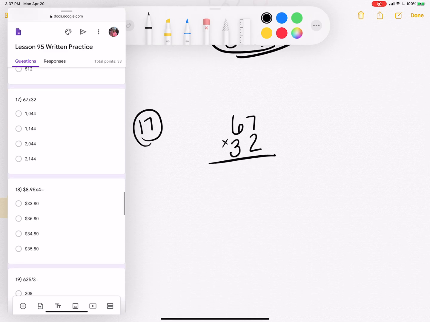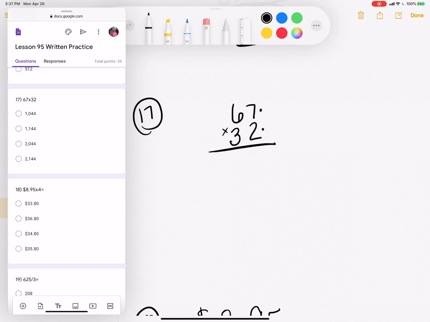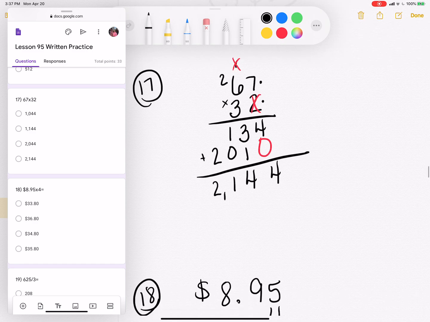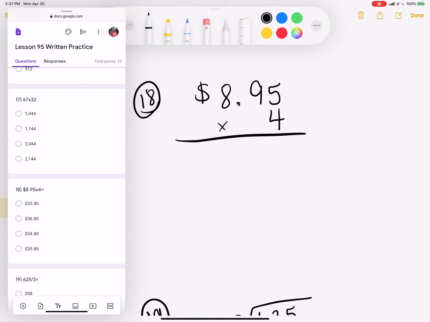17, 67 times 32. 7 times 2 is 14. 6 times 2 is 12. Plus 1 is 13. Now I can do 3 things. 1, 2, 3. 3 times 7 is 21. 6 times 3 is 18. Plus 2 is 20. Add 4, 4, 1, 2. 2,144.